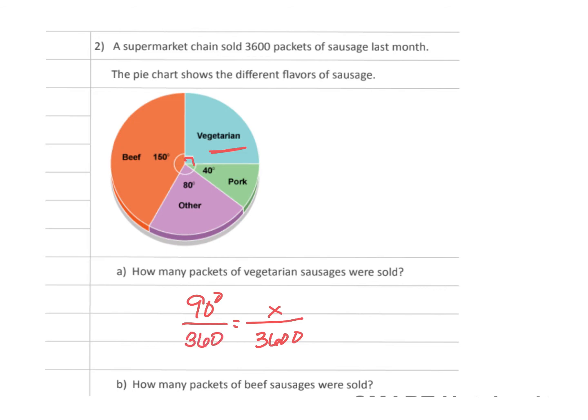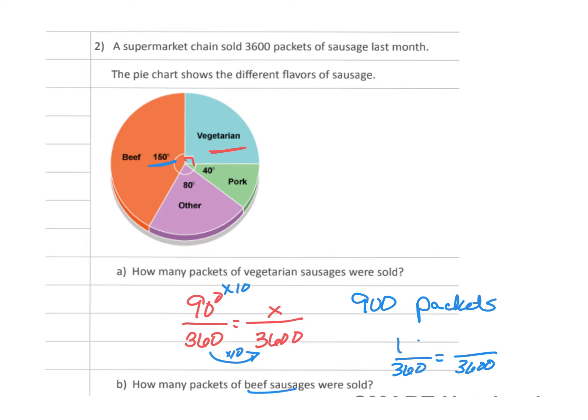So now we have a proportion set up. I know that I'm going to multiply by 10. So 90 times 10, I got 900 packets of vegetarian sausages were sold. We're going to do the same thing with beef sausages. So I'm going to set up my proportion, again, out of 3,600 and out of 360. I'm going to go to beef. That's 150 degrees. So again, I'm going to multiply by 10. So 150 times 10 is 1,500 beef packets were sold.